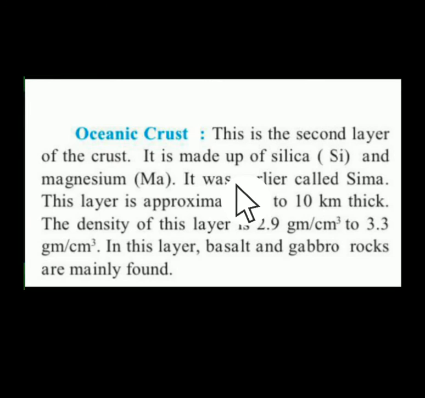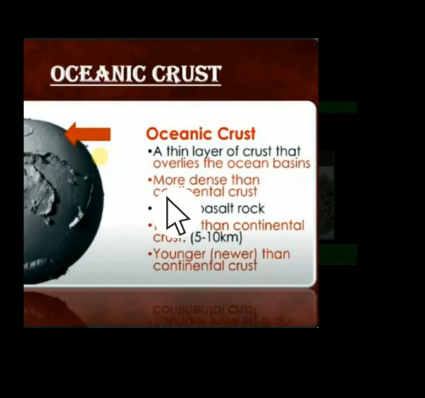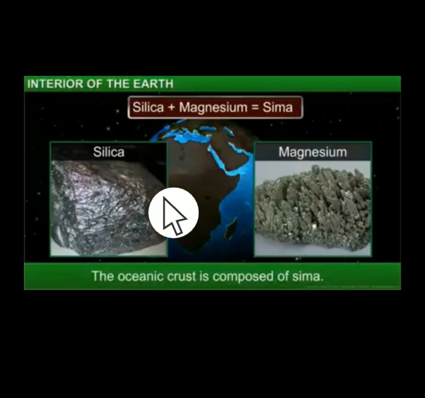The next part, my dear students, is the oceanic crust. This is the second layer of the crust. We have seen that the crust is divided into continental crust and oceanic crust. It is made up of silica and magnesium, and therefore this is called sima.